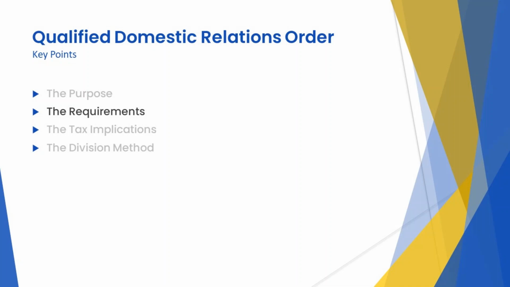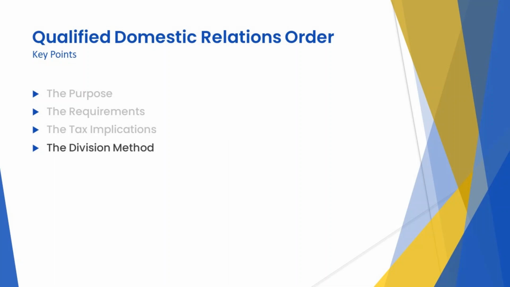A QDRO must meet specific legal and procedural requirements to be valid. It should clearly state the names and addresses of the parties involved, the name of the retirement plan, the exact method of dividing the benefits, whether a specific dollar amount or percentage, and the timing of the division. Properly structured QDROs allow for the transfer of retirement assets between spouses without triggering immediate taxes or early withdrawal penalties. The receiving spouse takes on the tax liability when they withdraw funds from the account.